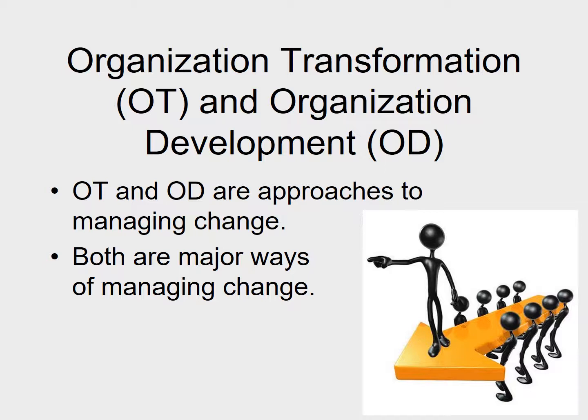What really makes the difference is whether the organization has the time to do it, quote unquote, right, or if it's having to do it in an emergency reaction way. So OT and OD are approaches to managing change, and both are major ways of managing change. One of them is reactive or revolution, and one of them is proactive or evolution.